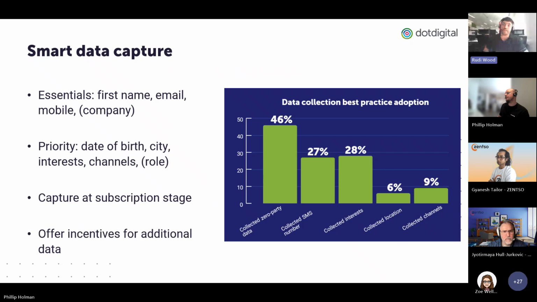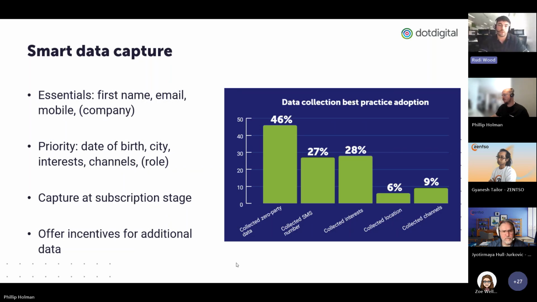So looking at smart data capture, the essentials are definitely your first name, email address, mobile, potentially company. As a secondary, we definitely want to start to prioritize data like date of birth, the city that they're from, interests and channels. And then when do you want to capture this? Definitely at subscription stage or any other sign-ups, and offer incentives for additional data.